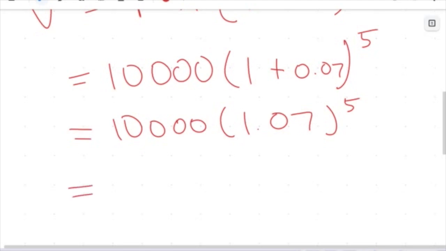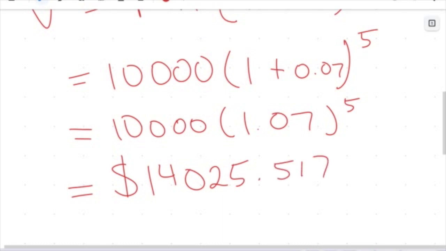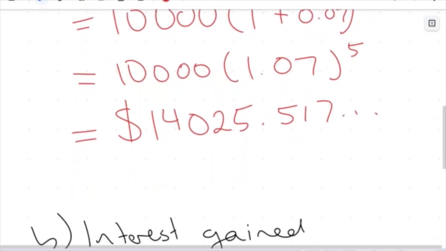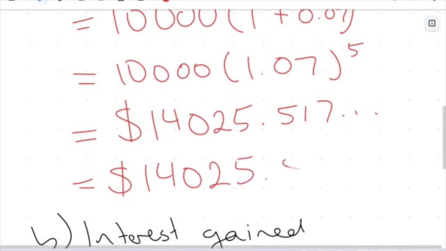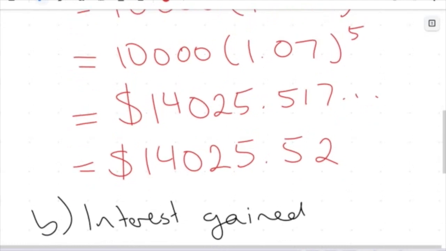And we get here $14,025.517... Now remember, with money, we want to round to 2 decimal places, so it gives us an answer to the nearest cent. So this we're going to round up to 0.52. This is the final value of my investment. So we'll write here final value of investment.